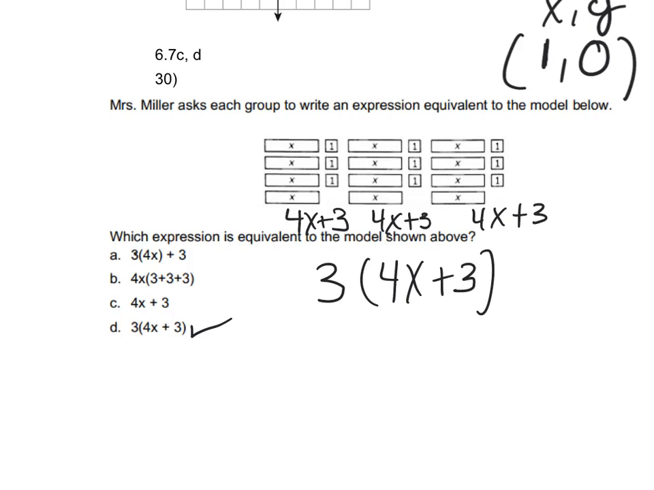A is not so great because you just have your X's and then you have 3 groups of 4 X's, and then just 3 individual things, so this won't work. Here I have 4x plus 3 plus 3 plus 3, which is not going to work. And here you only have just 1 group. Only 1 group there, but I have 3 groups in total, so D is my answer.